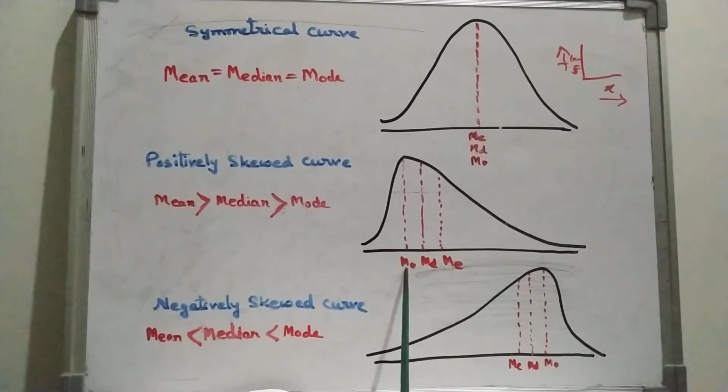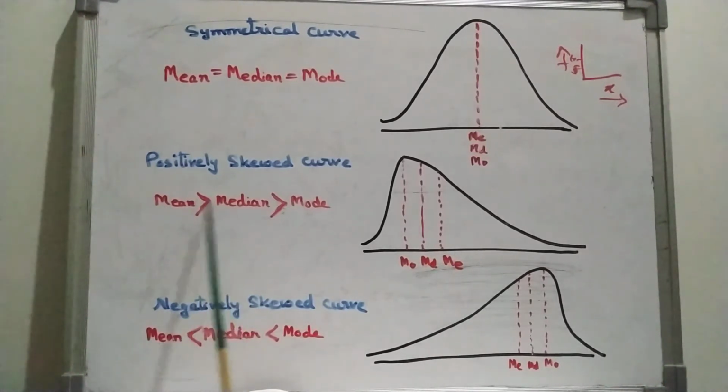So here the mode value is smaller. This is the median value on the x axis, and this is your mean value. As this is your x axis, it is increasing this side, that means this is the smaller value, then this is greater than this value. Next, mean is greater than median.